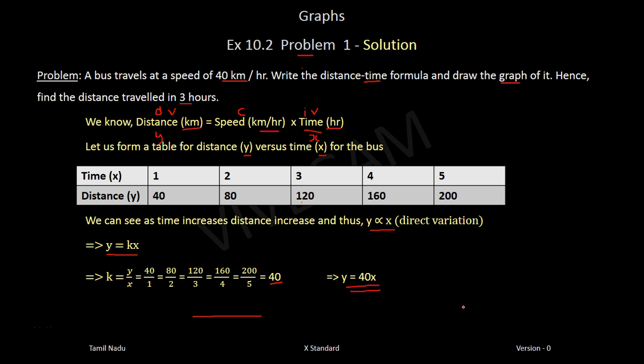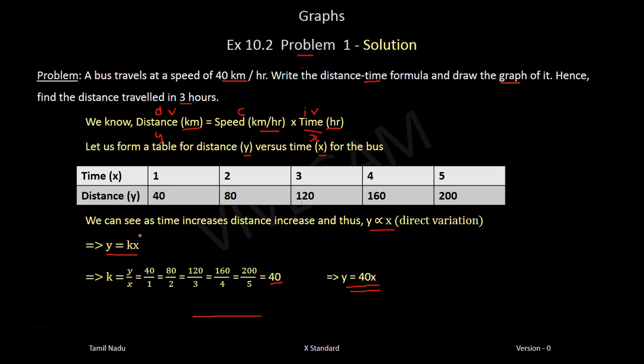Okay, so let me sum it up. So here you have given a statement that the bus travels at 40 kilometers per hour, and we have to write the distance formula. Distance equal to speed into time. Make sure the units are consistent, and we know time is an independent variable, distance is a dependent variable. Distance depends on time. When time is 1 hour, distance is 40. When time is 2 hours, distance is 80. So we'll have to take the distance as y and independent variable time as x. Speed is a constant. So create the table, and from the table get the values of y for various values of time.